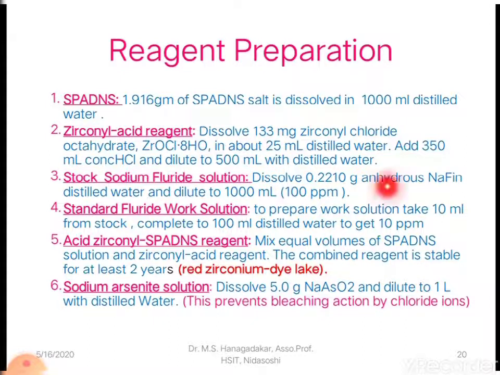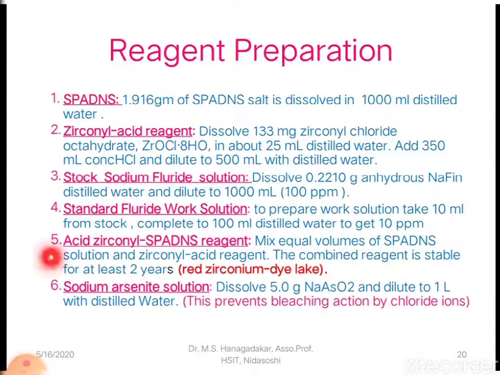By using this stock sodium fluoride solution, we can prepare the standard fluoride working solutions for your experiment. To prepare the working solution, take 10 ml of the stock solution in a 100 ml volumetric flask and dilute it to 100 ml with distilled water. The concentration is reduced from 100 to 10 ppm. It means we can prepare standard solutions ranging from 0 to 10 ppm.